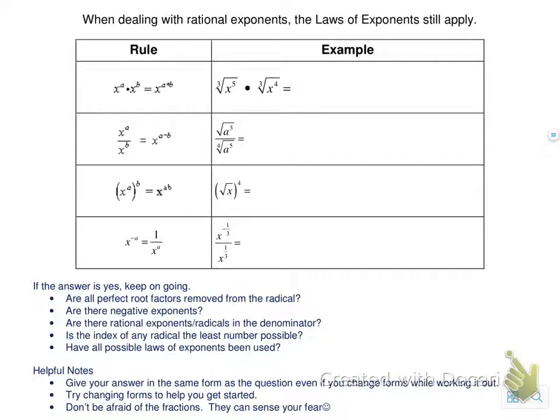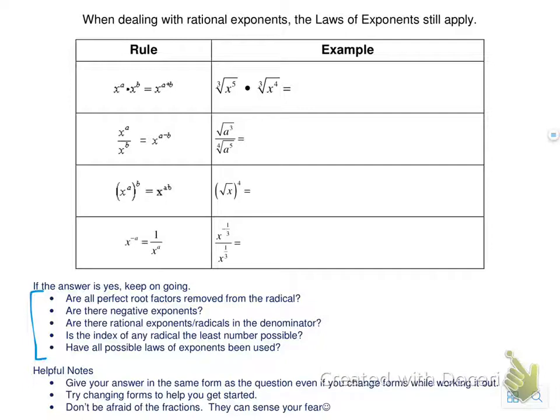So down here, I have some questions that you ask yourself as you're going, because it's hard to know when you have simplified these examples and when they're finished. So these are some helpful hints and some questions to ask yourself. So looking at this first problem, we have the cube root of x to the fifth and the cube root of x to the fourth.